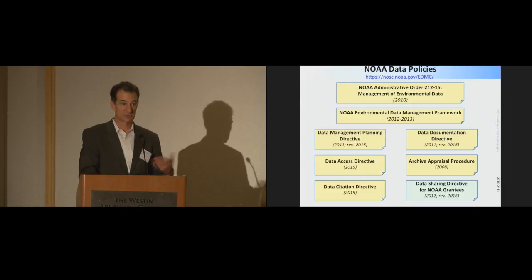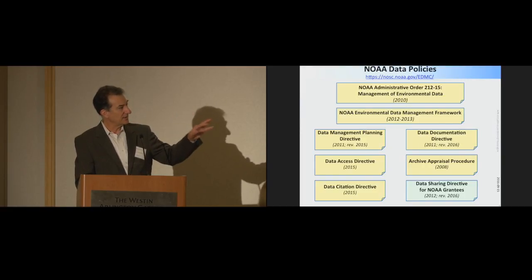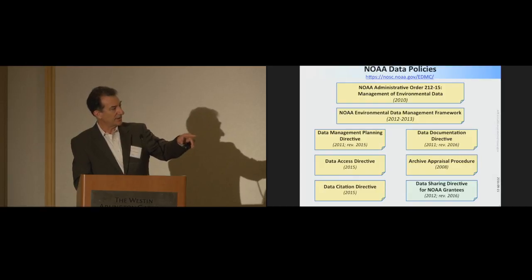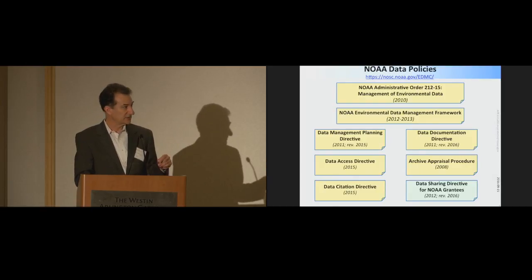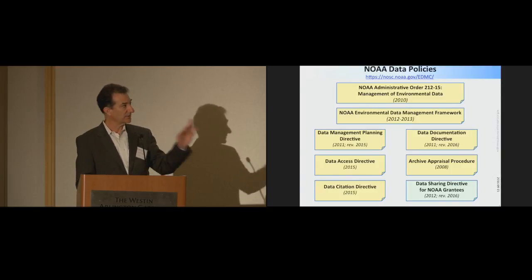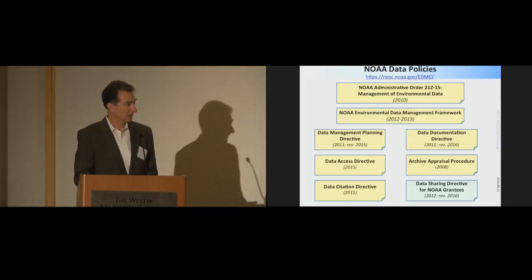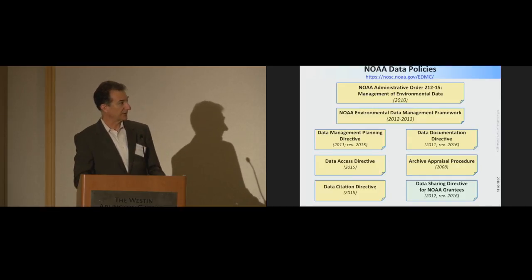So how are we doing this? Well, we have a bunch of policies which my committee issues, and in fact, we just finished issuing or revising all of the policies that we told the White House we would write in response to the 2013 memo on public access to research results. The one in the bottom right is the data sharing directive for NOAA grantees. I'll tell you a little more about it in a minute, and that's really the only one that applies to the extramural data. All the other ones apply in-house, so we are imposing requirements on ourselves which are actually stricter than what we impose on grantees.